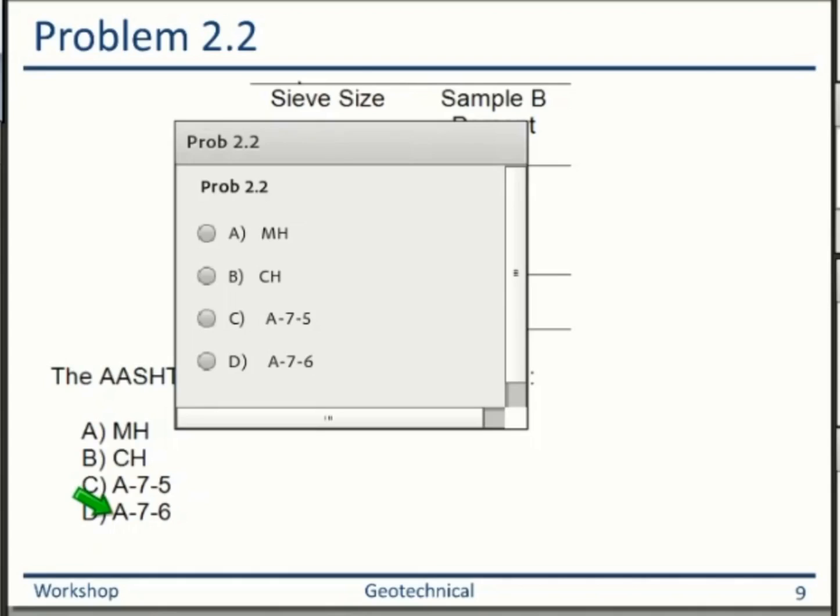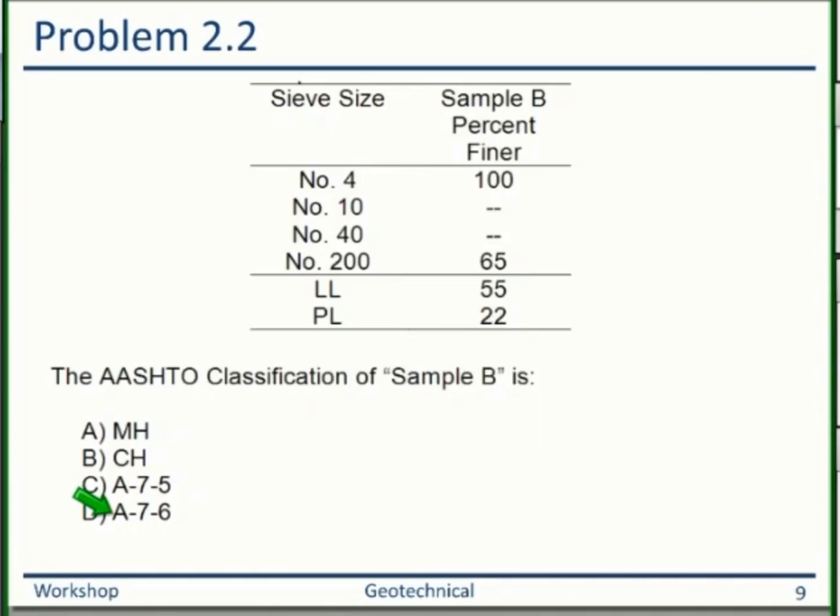So majority is saying it should be D. C is also A-7, D is also A-7. So what is the difference? Calculate the PI of this soil. What is the PI of this soil? Can you tell me? 33. And what is your testing value? Liquid limit minus 30. What is that value? 25, right? So PI is 33, testing value is 25. So PI is greater than liquid limit minus 30. Therefore, it should be A-7-6.